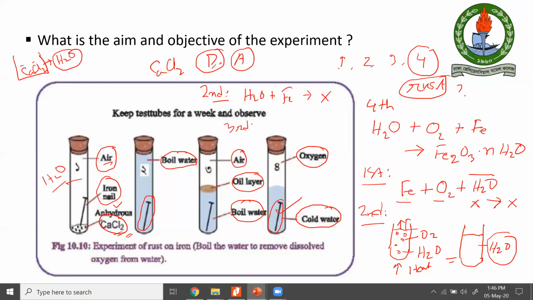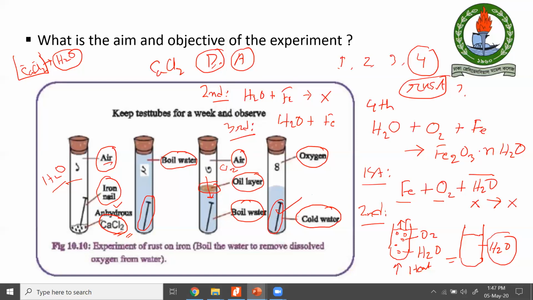Now in the third test tube, we have boiling water. That means water is present, and we have an iron nail. Iron nail is present, and here we see air is also present, but we have an oil layer. In the presence of the oil layer, the oxygen from the air, in which we know oxygen is present, cannot enter the water, because the oil layer is a barrier for the oxygen molecules.